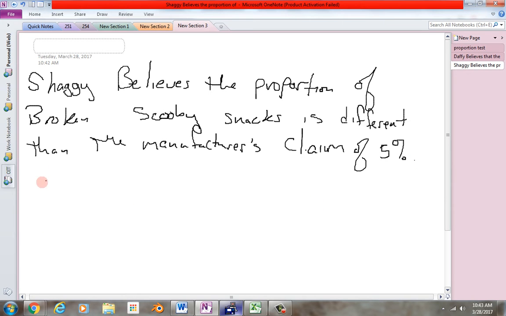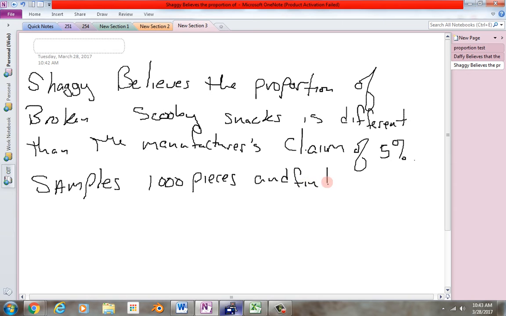So what does he do? Well, he samples 1,000 pieces and finds, I don't know, 65 broken pieces. Yes. Alpha is 0.05. Is Shaggy correct?